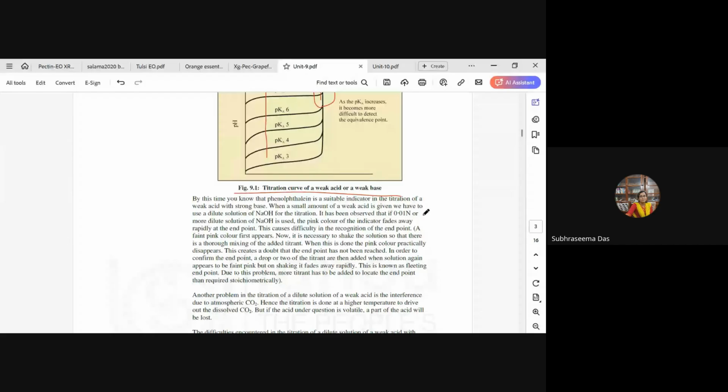Now we know that in most acid base titrations, phenolphthalein is used as an indicator.